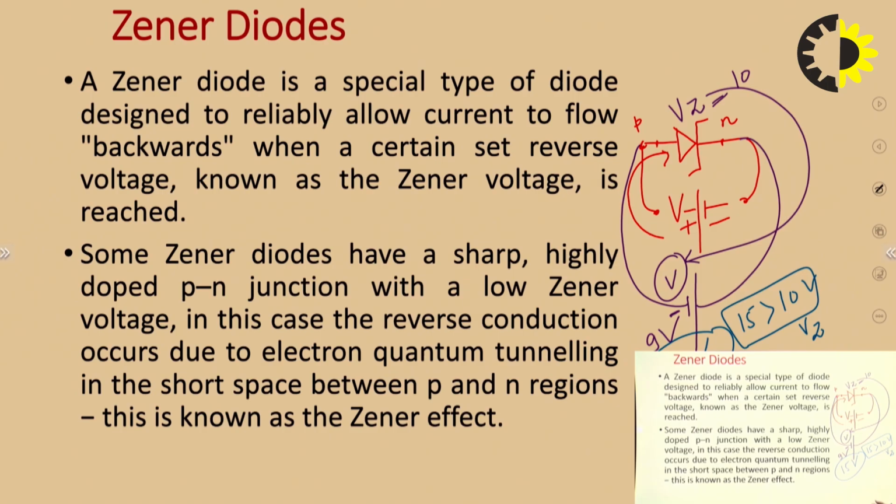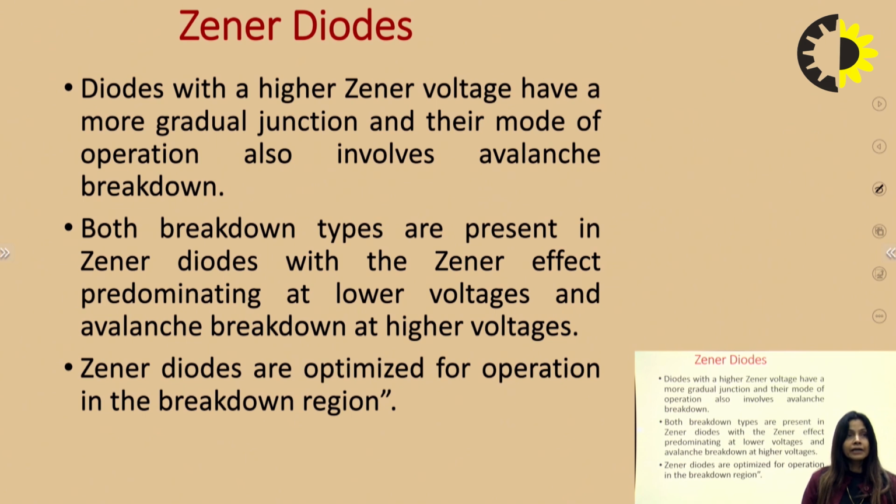Some Zener diodes have a sharp, highly doped PN junction with a low Zener voltage. In this case, the reverse conduction occurs due to electron quantum tunneling. So the phenomenon here is electron quantum tunneling. This is known as the Zener effect, which occurs in a Zener diode having a sharp and highly doped PN junction.